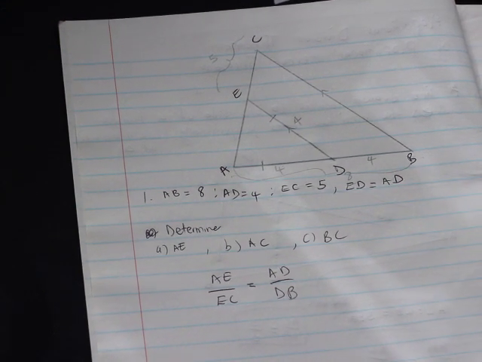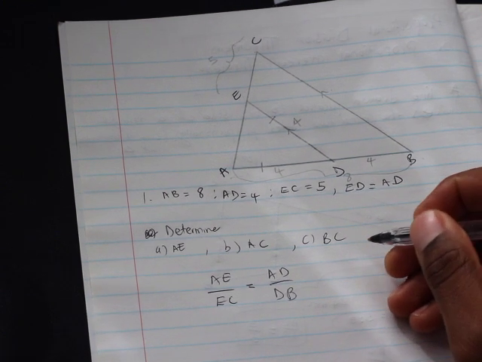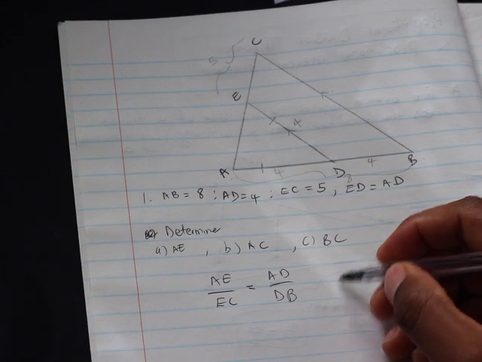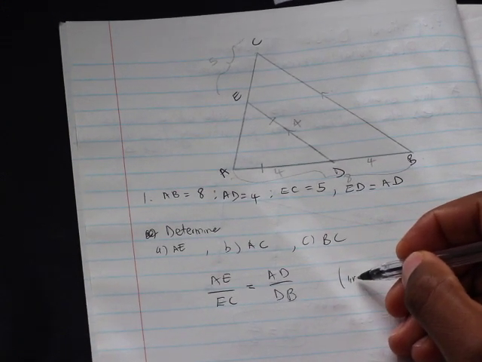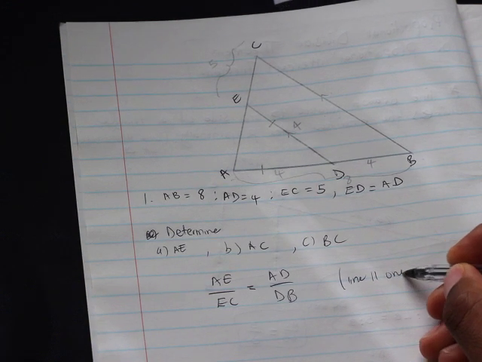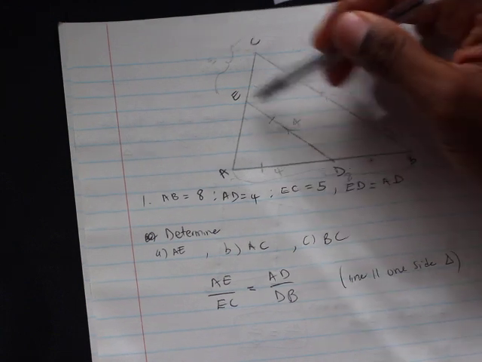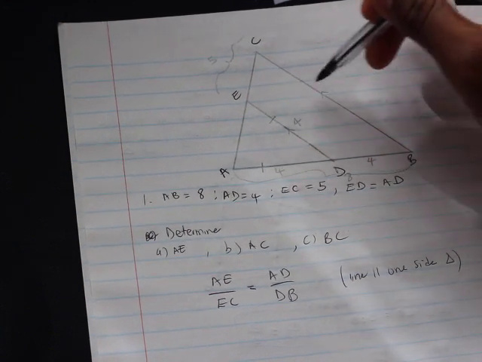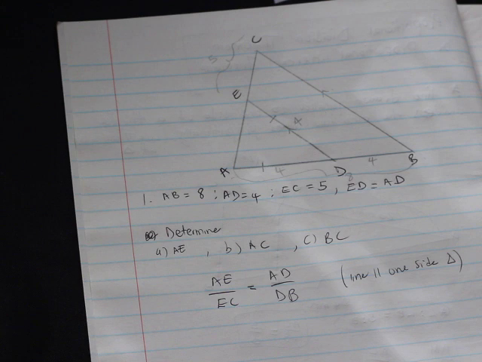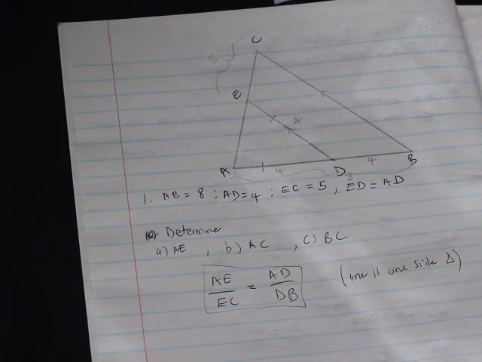Okay, and after stating this, then you have to say: line parallel to one side of triangle. This is a line that's drawn parallel to one side of the triangle. That's the one that's causing this to be true. Okay, line parallel to one side of triangle.